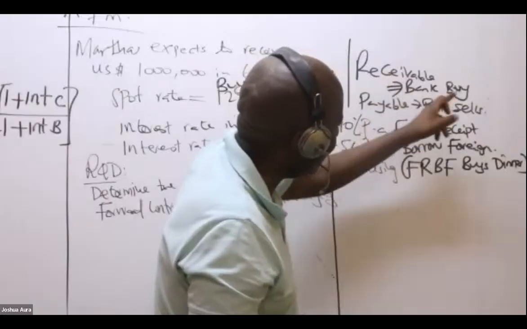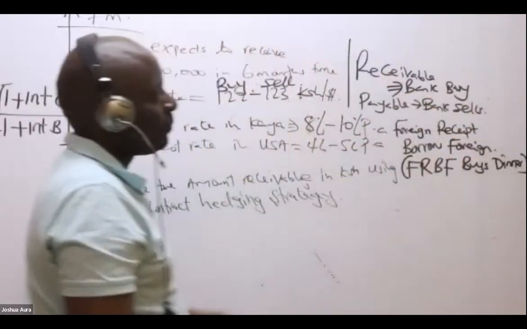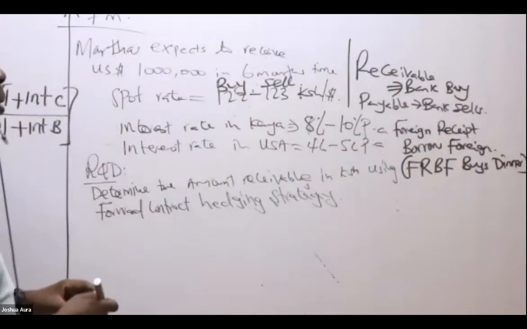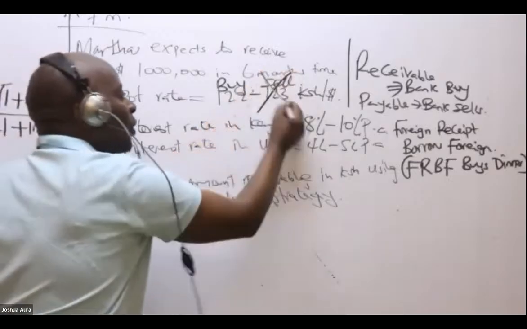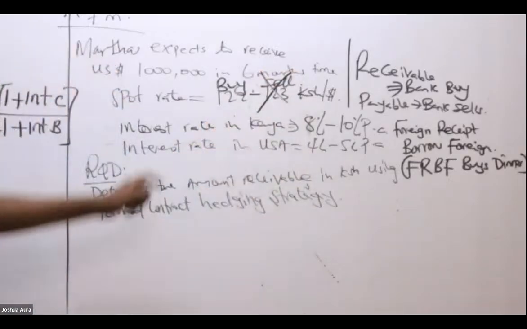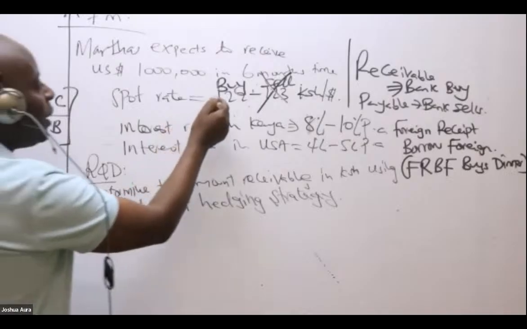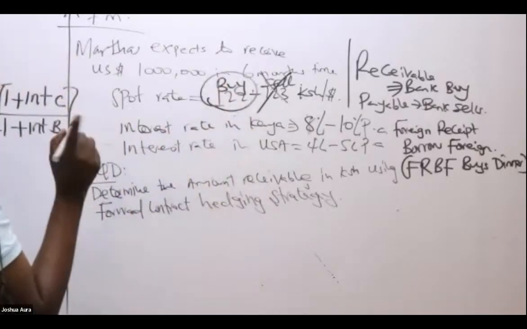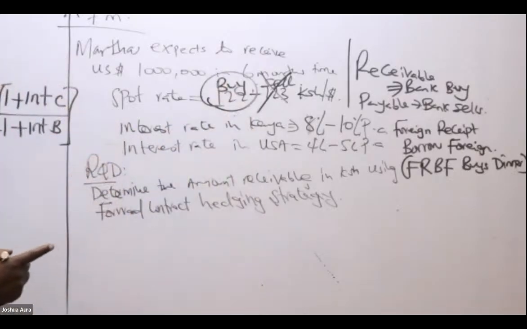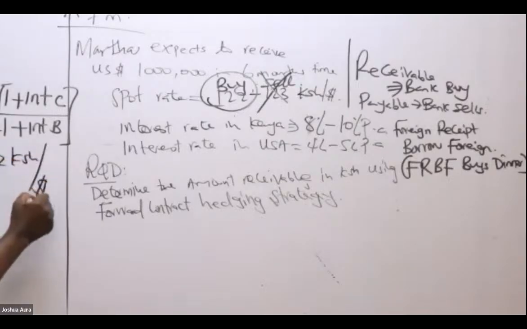Always remember receipt, the bank buys. So if the bank is going to buy, we've got no business with this 123. The 123 is useless here. So when we talk of spot rate, we shall be using this effective one, which the bank will be using. So here we shall have 122. In short, the spot here is 122 Kenya shillings per dollar.